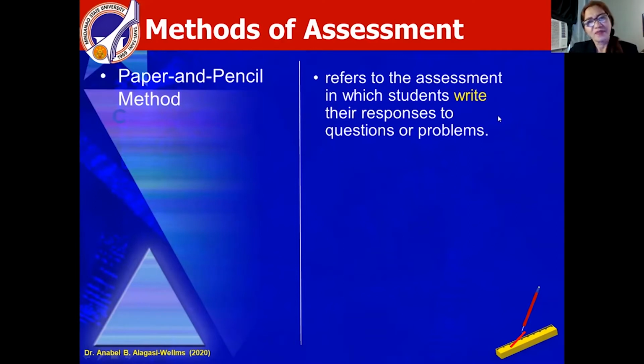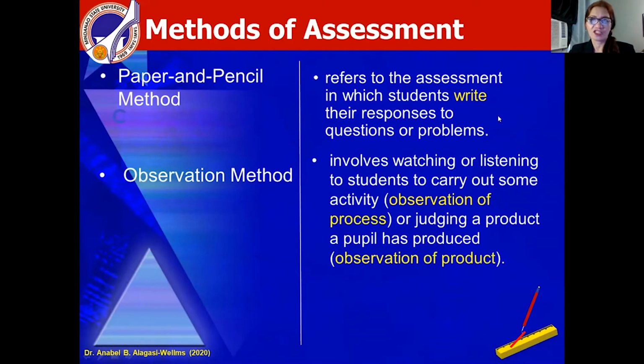Okay, so after paper and pencil method, we also have the observation method. What is the observation method? This involves watching or listening to students as they carry out some activity. We call it observation of a process, or judging a product a pupil has produced. Observation of product. So observation is actually when you give a task to your students, and then you would like to get feedback on how they do the task, or how they were able to come up with a kind of product.